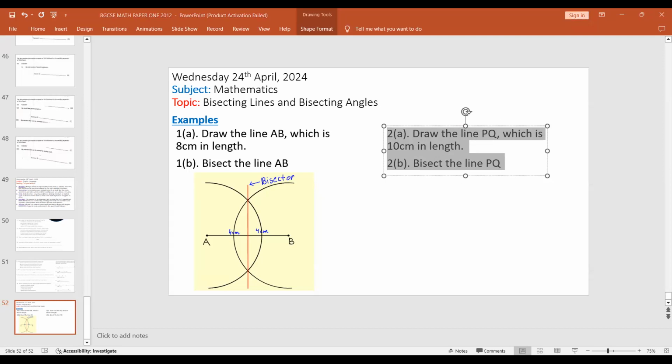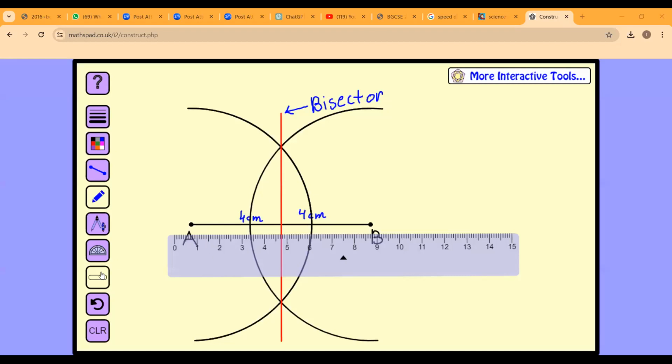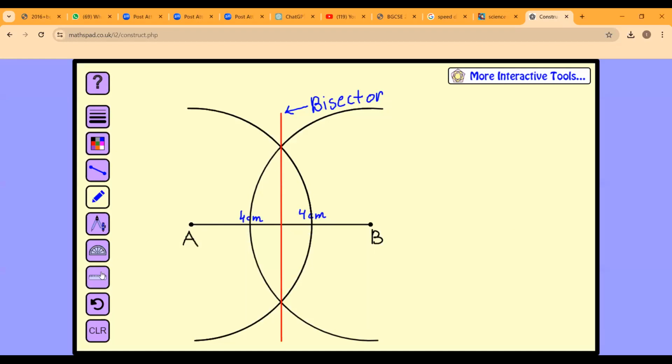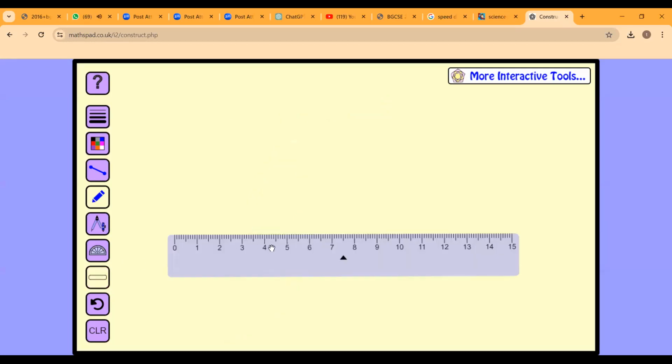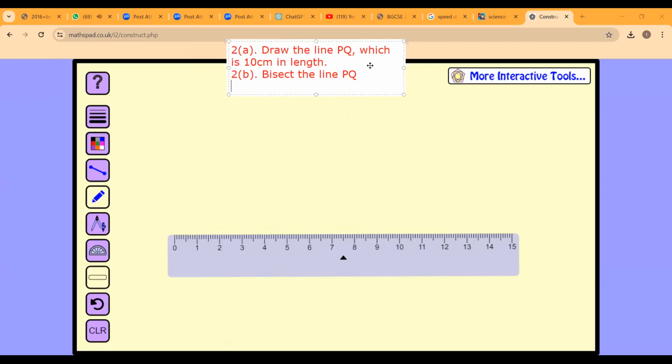So let me clear all. Let's do another one. We're gonna, again, bisect this line. So let's first draw it. Remember, in this example, they tell us that we want to draw a line PQ, which is 10 centimeters in length.